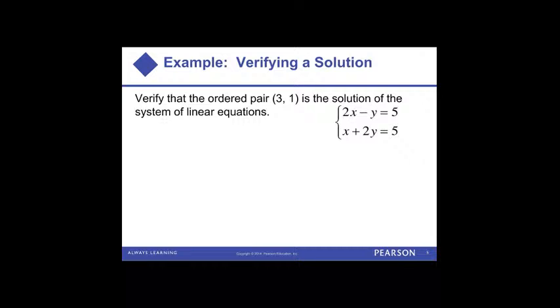Okay, so to verify that the ordered pair (3, 1) is a solution, we're just going to plug in when x is 3 and y is 1. For the first one, we have 2 times 3 minus 1, that's 6 minus 1, which is 5. That checks out. The next one is 3 plus 2 times 1, that's 3 plus 2, which is still 5, the desired result there as well. So we verified that the ordered pair (3, 1) is the solution of the system.